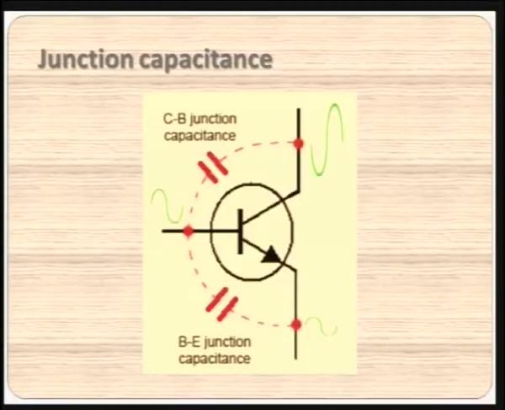So, we have two capacitances, as I just read out. Let us have a look at the two capacitors that are considered across the two junctions. This is a typical transistor. The arrow mark shows it is the emitter, this is the base, and this terminal is the collector. There are two junctions, the emitter base junction and the collector base junction. This is the BE junction capacitance, and here it is the CB junction capacitance.